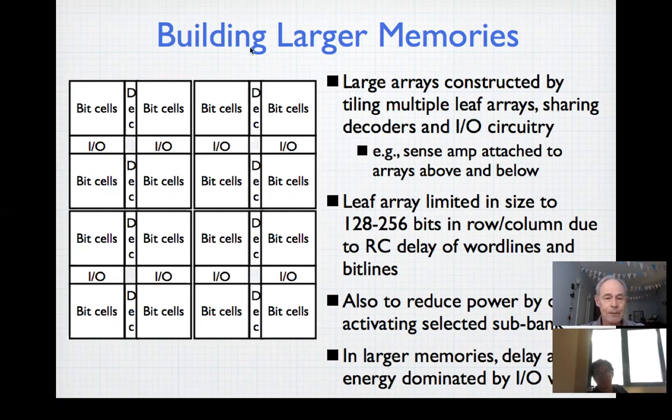So what would happen then, if the word we're looking for is stored in this array, we'd activate that array. This decoder would turn on the right row, and then the I/O circuitry would pass the value out to the outside that way. Okay, that's the basic idea. There's a lot of details I'm not telling you, but you should understand that we use this kind of partitioned approach.